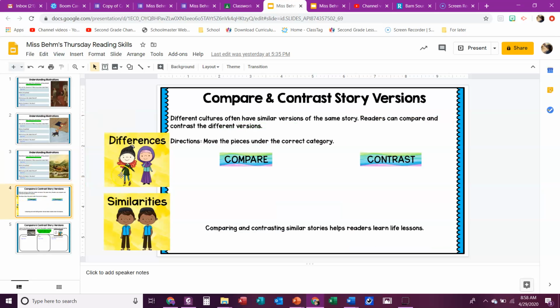Okay. So, compare and contrast story versions. Different cultures often have similar versions of the same story. Readers can compare and contrast different versions. So, the directions are, move the pieces under the correct category. So, compare and contrast. What does it mean to compare? If you're comparing things, it means that it is the same. And if you're contrasting something, it's the differences, okay? So comparing and contrasting similar stories help readers learn life lessons.